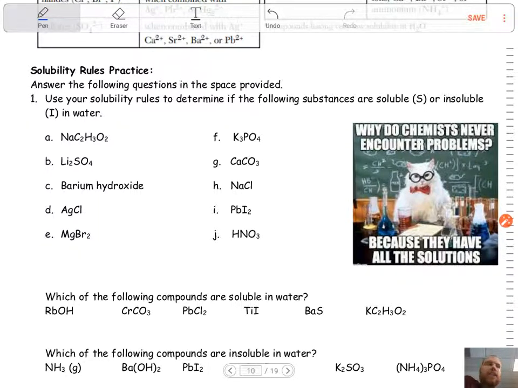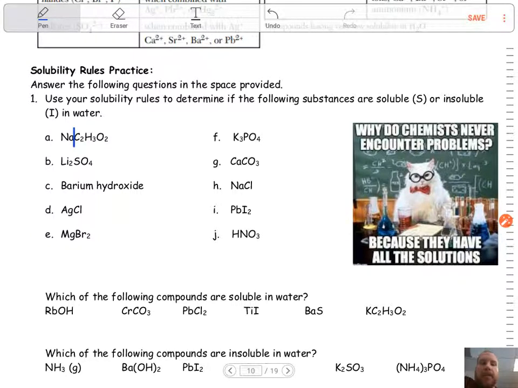So here's the process you should be going through as you do practice like this. Here's my first one, NaC2H3O2. You should be able to name that. Guys, if you can't name that compound, you've got to go back. It's something you need to review. You've got to be able to name compounds in this class. This is sodium acetate.